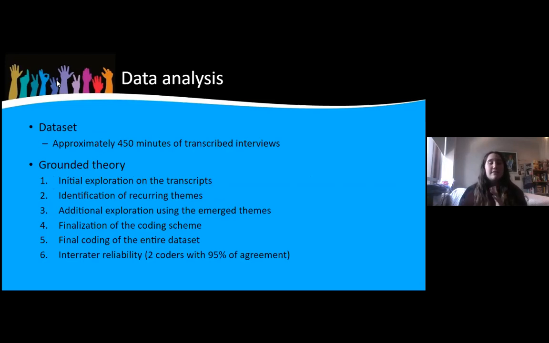To analyze our data, which ended up being approximately 450 minutes of transcribed interviews, grounded theory was employed. So there was an initial exploration of the transcripts in which recurrent themes were identified, followed by further exploration using those emerged themes, which were then coded and further analyzed.